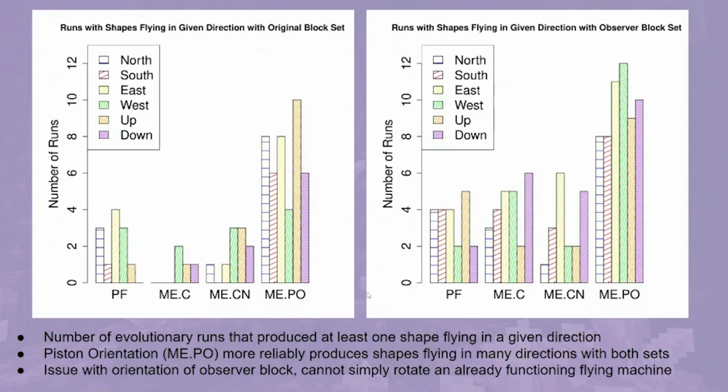And there is also an issue with the observer block because in the EvoCraft API, whenever an observer block is placed, is generated into the world, it cannot be generated in the up or down position, even though it can be placed that way in the overworld. So that just shows that with the observer blocks, still being able to generate so many up and down direction flying machines is very impressive for these approaches.